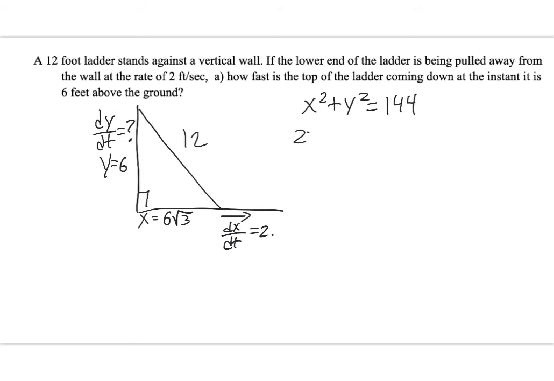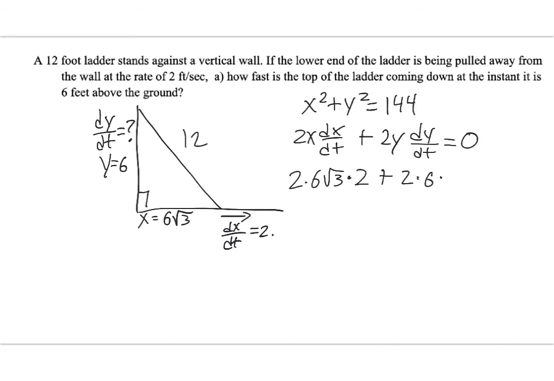Taking some derivatives, 2x dx/dt plus 2y dy/dt is equal to 0. I'm going to plug some other things in. 2 times 6 root 3 times 2 plus 2 times y, which is 6, times dy/dt. Solving for dy/dt, we end up with 2 times 6, 12 times 2 is 24. 24 root 3 negative over 2 times 6 is 12. So negative 2 root 3 feet per second.